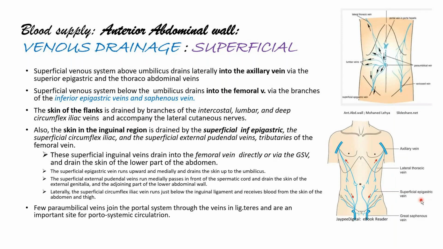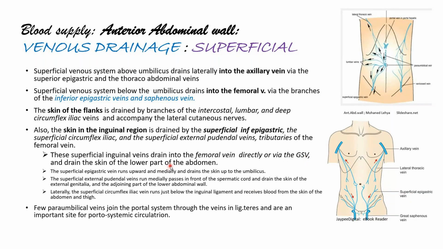In the inguinal region, you have three veins opening into the saphenous. Remember the terminal tributaries of the saphenous. I hope all of you remember that: the circumflex iliac, the superficial epigastric, and the external pudendal. So these are the three important veins supplying the lower part of the abdomen, draining directly into the great saphenous vein, and they're all draining the lower part of the abdomen, right?